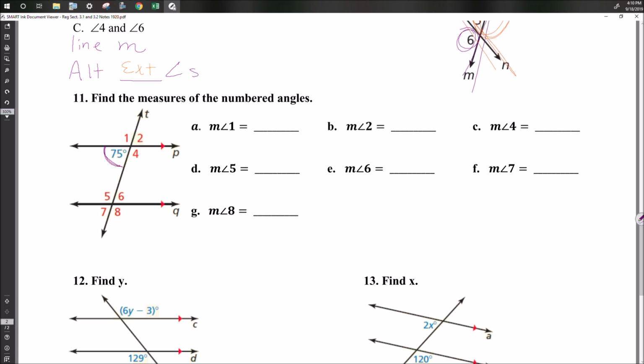We know from the picture that line P and line Q are parallel to each other. And so that means that our angle pairs that are alternate exterior angles, alternate interior angles, or corresponding angles are going to be congruent. And we know that if we have linear pairs, or if we have consecutive interior angles, those will be supplementary. So we can use linear pairs and vertical angles from chapter 1 and chapter 2 to help us find these, as well as all these new angle pairs that we talked about today.